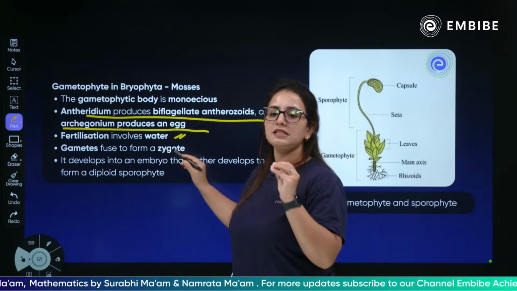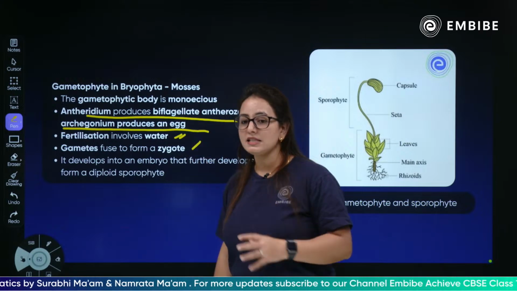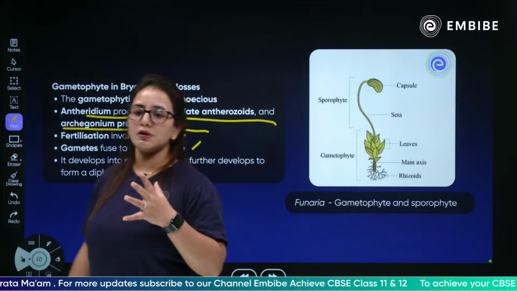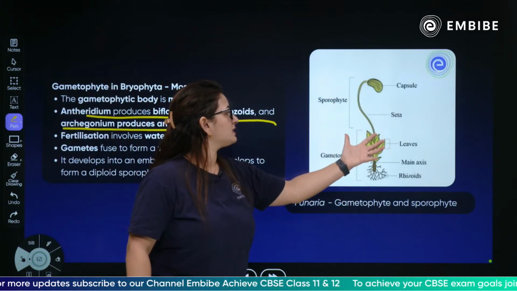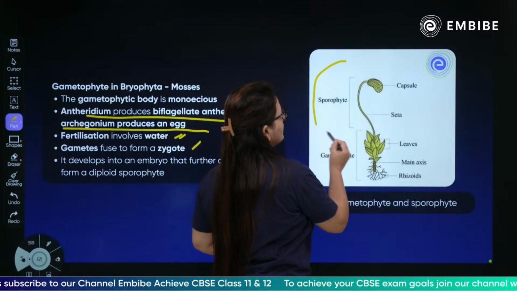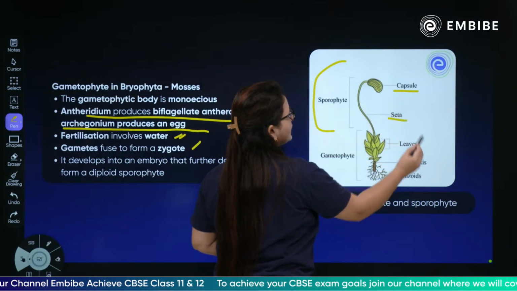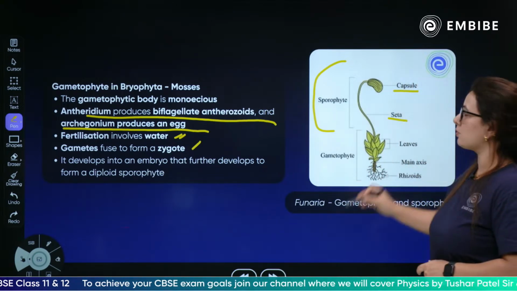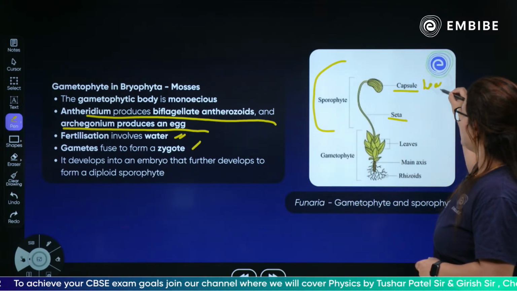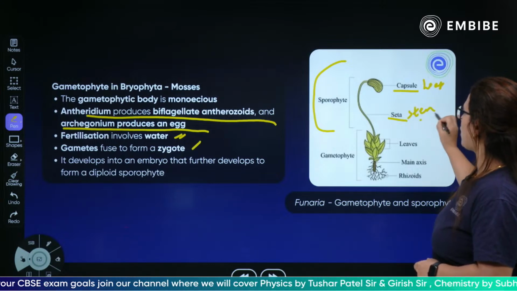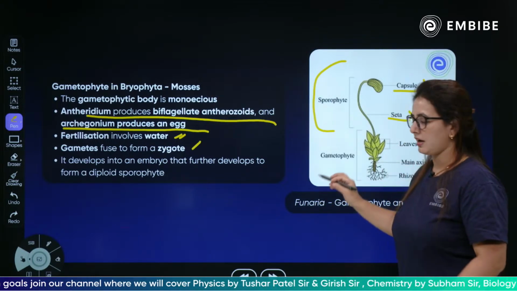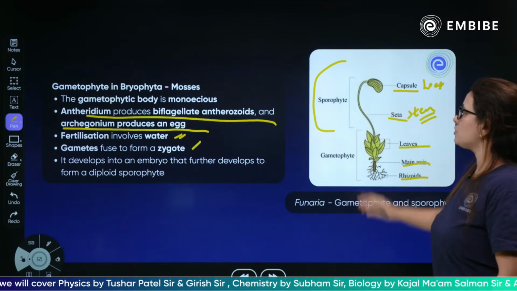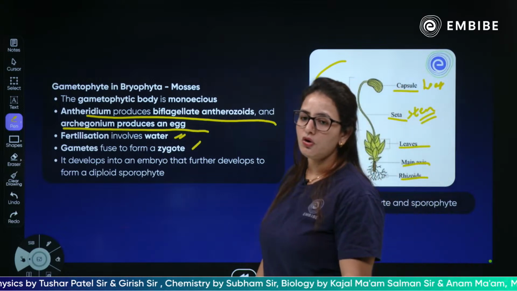After the fusion, the zygote forms, and this zygote develops into a diploid sporophyte. Eventually, this diploid sporophyte will look like this. This is a diploid sporophyte, children. This is a capsule and seta. The capsule looks like a leaf and the seta looks like a stem, but they are not. And this is your gametophyte, having leaves, a main axis and rhizoids. So, the sporophyte and the gametophyte.